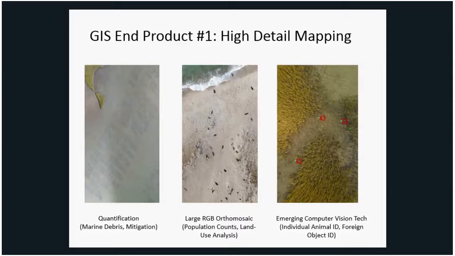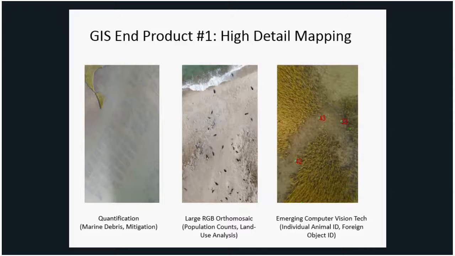In the middle, we have an example of a seal census we did up near Canada. Essentially, in one day, we could create an entire map down to about 3 to 5 centimeter pixel resolution to count the seal colony very cheaply and very efficiently.